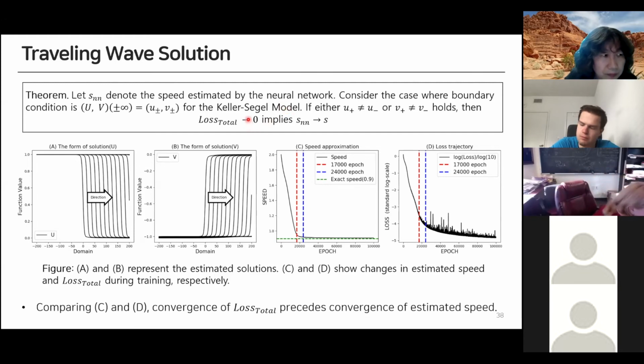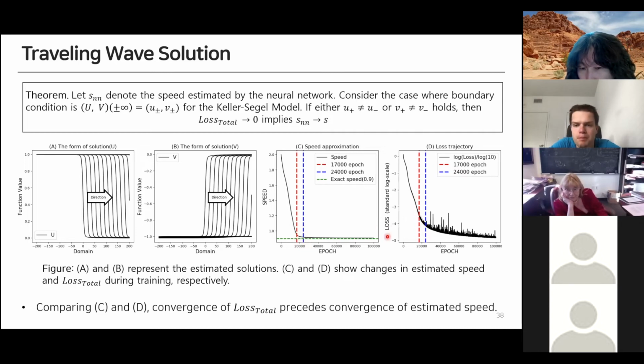traveling wave solutions. Okay, so after the theorem, these are the experimental results. Here you can see in the figure, A and B represent estimated solutions, say u and v, which look like traveling waves, right? You can see them traveling to the right. And then C and D show the changes in the estimated speed and the loss function, total loss, during training. Here, this is the same window, the red and blue, as you can see.